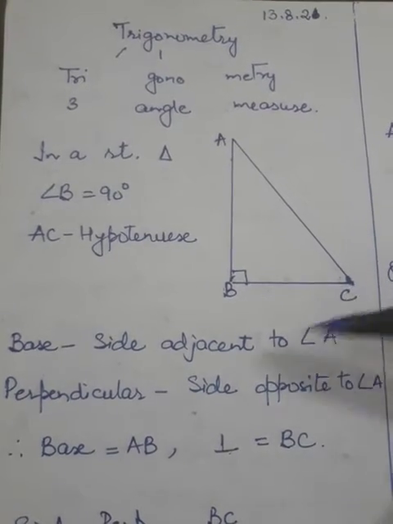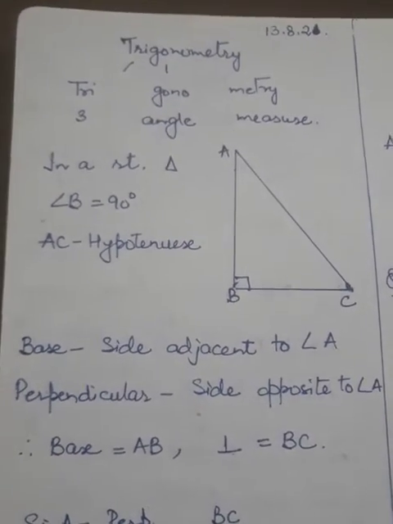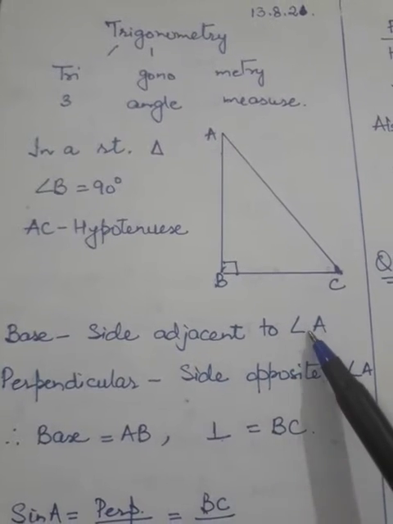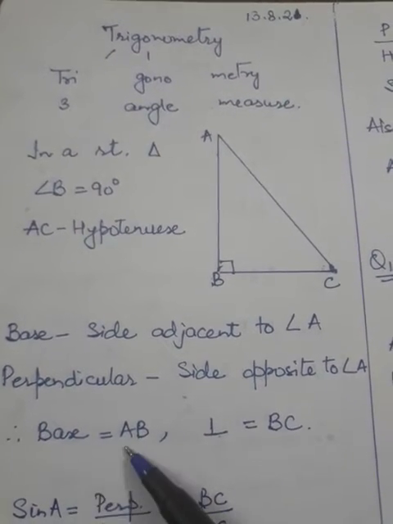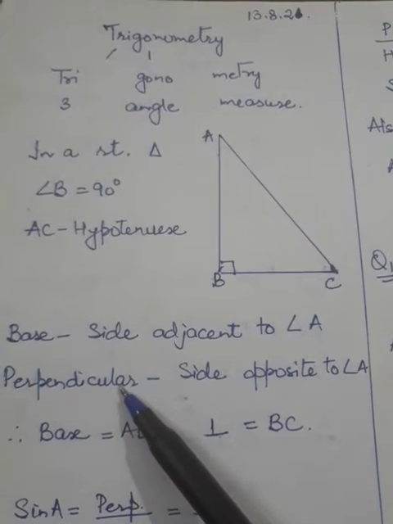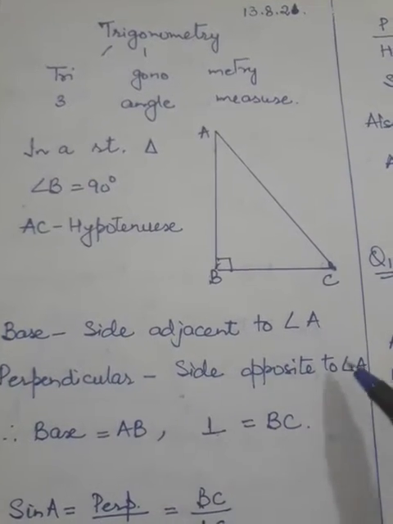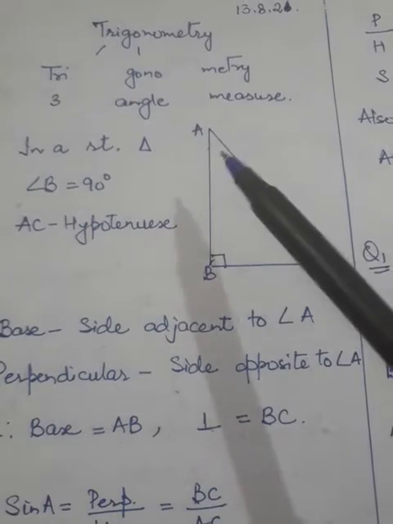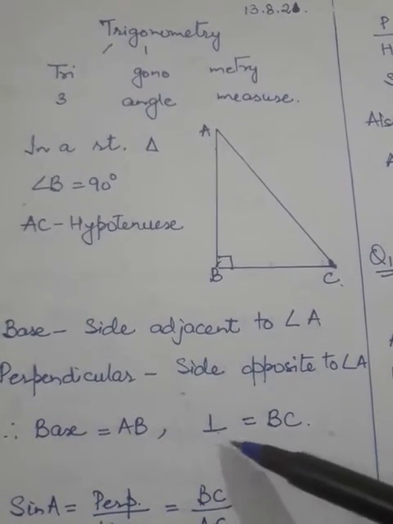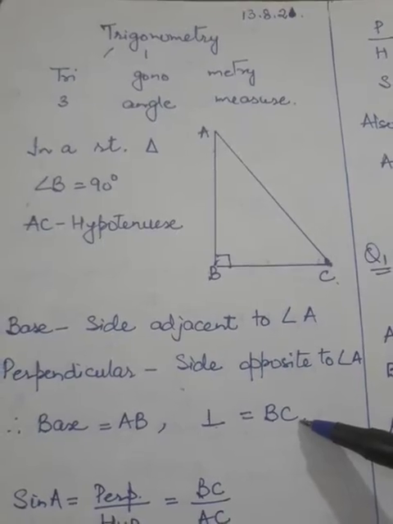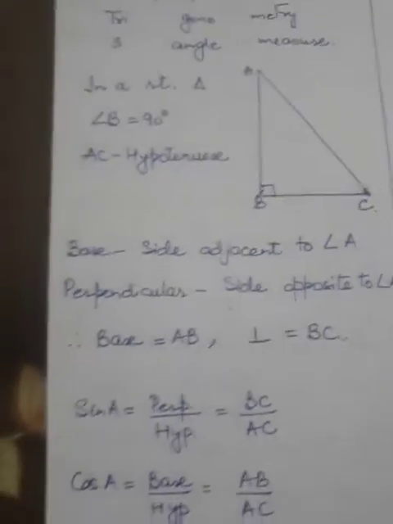So we will define base as the side adjacent to angle A. So the base is AB and the perpendicular is the side opposite to angle A. So opposite to angle A we have side BC. So the perpendicular is BC. Now we define the trigonometric ratios.